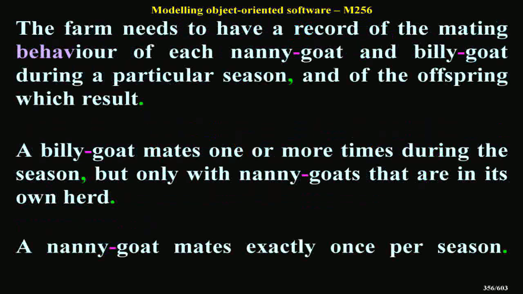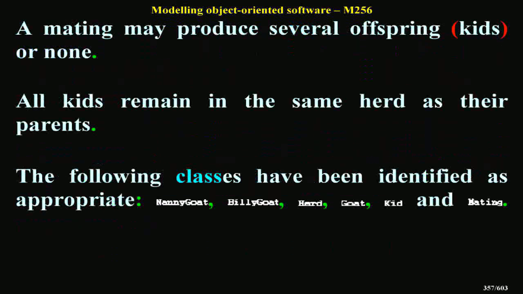The farm needs to have a record of the mating behavior of each nanny goat and billy goat during a particular season, and of the offspring which result. A billy goat mates one or more times during the season, but only with nanny goats that are in its own herd. A nanny goat mates exactly once per season. A mating may produce several offspring, kids, or none. All kids remain in the same herd as their parents.